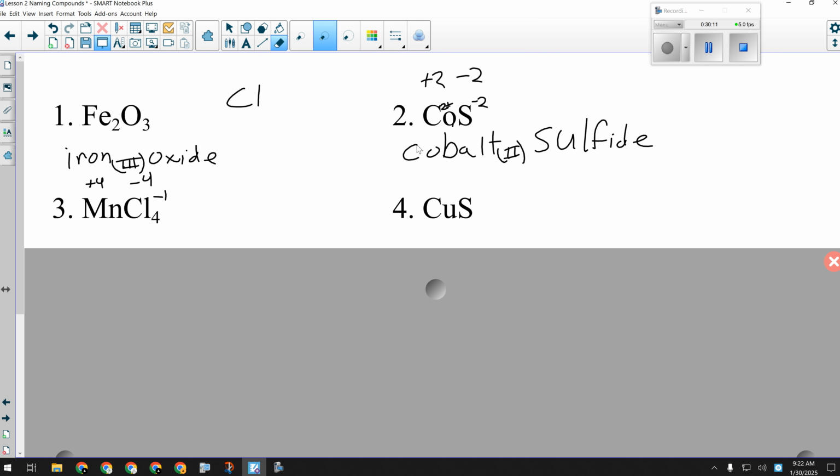For number 3. Okay, I don't know why I erased that. Chlorine is in group 17. Everything in group 17 is -1. How many chlorines are there? 4. So that means we have 4 negative charges. So I've got to get 4 positive charges from 1 manganese. 4 divided by 1 is 4. This is manganese 4 chloride.